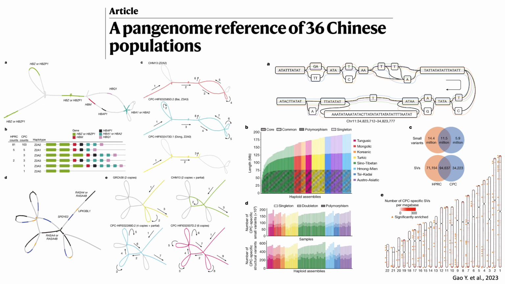As I mentioned at the beginning, the structural differences are not only in plants and animals, but are also visible in humans. The publication from Gao et al. last year, 2023, shows large structural variations between 36 Chinese subpopulations, which actually lead to differences in response to drugs, which is very important.